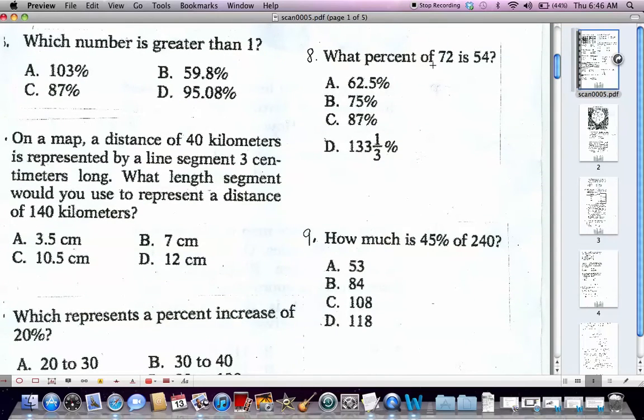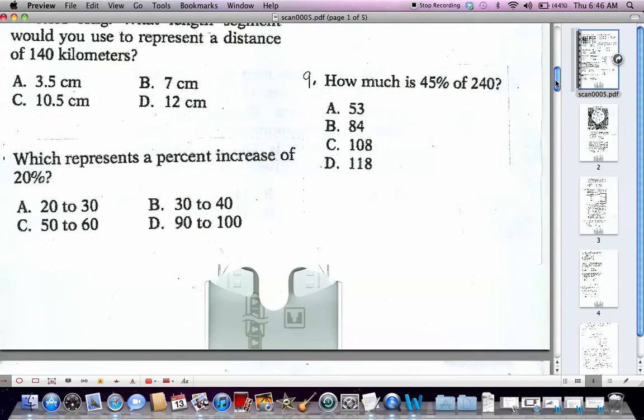Number 8, what percent of 72 is 54? So we're going to write a percent proportion here. Think about that. Part and base, is over of equals x over 100, or equals percent over 100, excuse me. So write a proportion here. Number 9, how much is 45% of 240? Again, we're doing a percent proportion, okay? So think about those key words, is and of and is, okay? Percent.